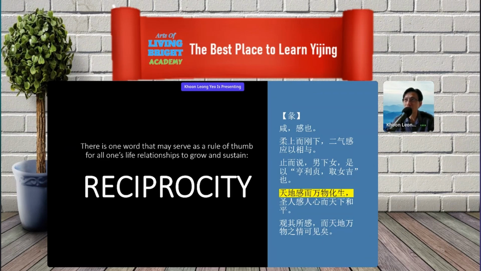Is there one word that may serve as a rule of thumb for all relationship growth and sustenance? It is reciprocity. Even for existing couples, don't take things for granted. I've seen many couples where only one side takes the initiative to please the other party, and the other party takes things for granted. Heaven and earth must interact: 天地感而万物化生. It's only when yin and yang reciprocate each other that things will bloom. If it's one-sided, with no interaction, the relationship will die sooner or later.